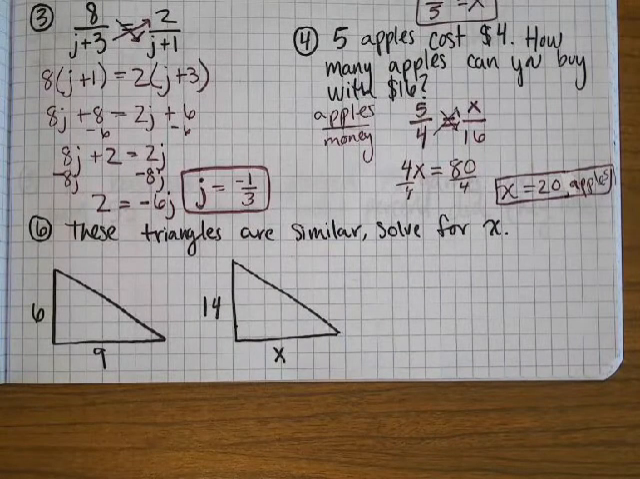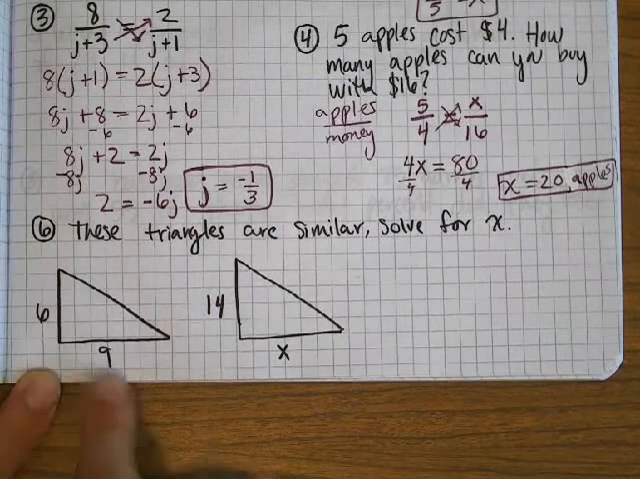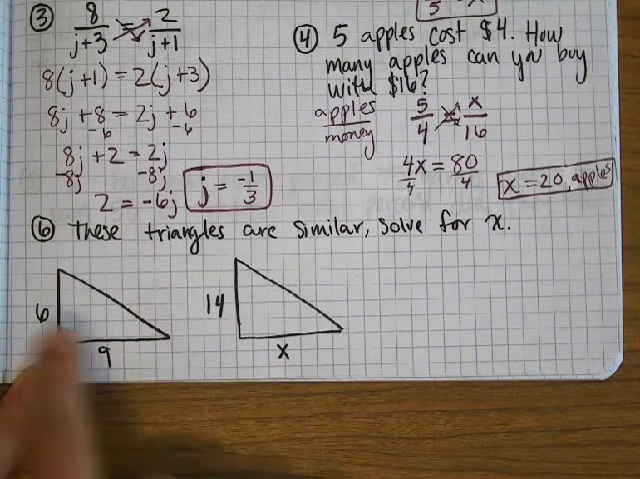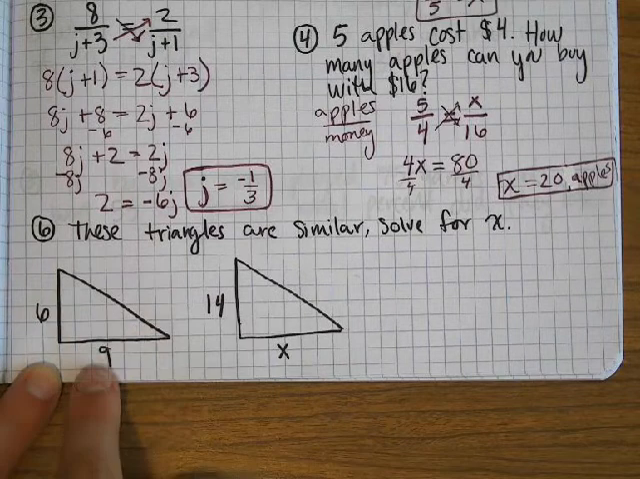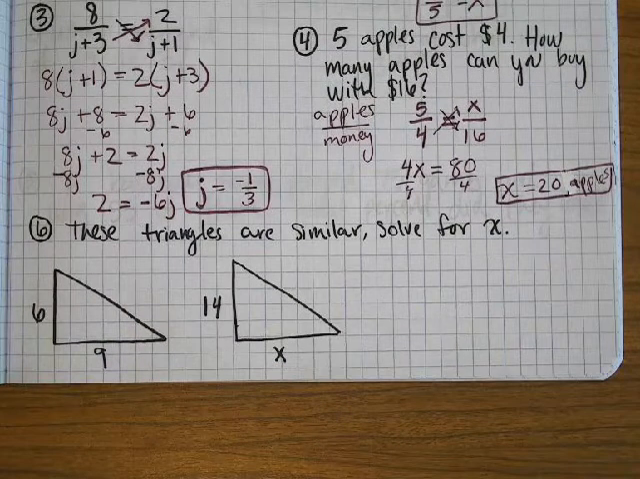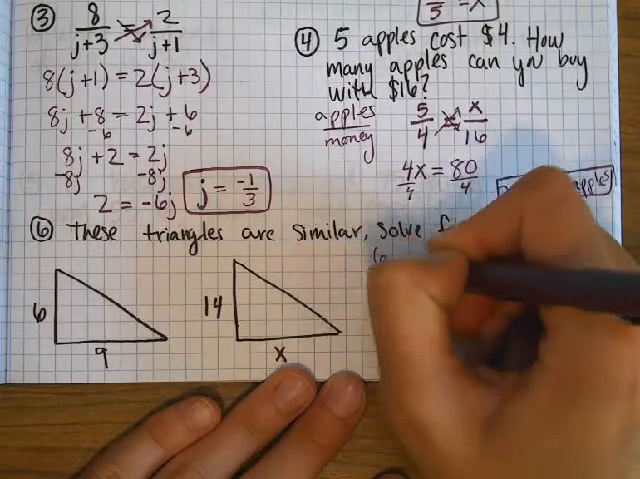Okay, last one. It says these two triangles are similar. Solve for x. If they're similar, that means they're proportional. So just make sure that you can set this up a lot of different ways. You can say 6 to 9 equals 14 to x, or you could say 6 to 14 equals 9 to x. You're just going to need to make sure you go in the same order for both of them. Let's do small triangle to big triangle.